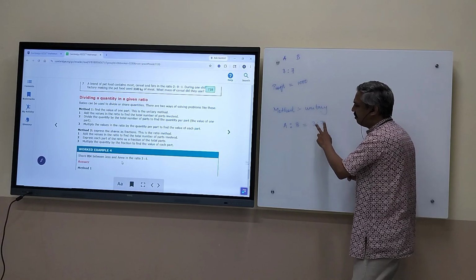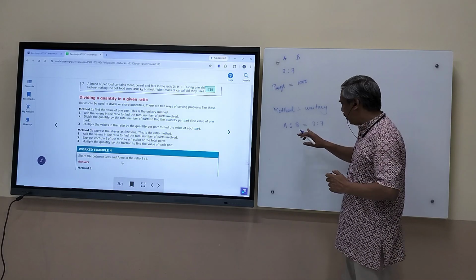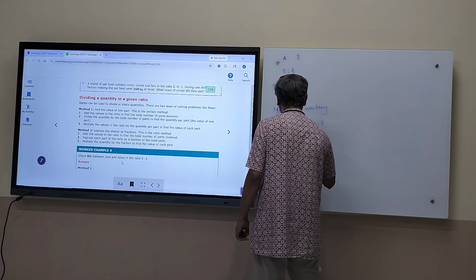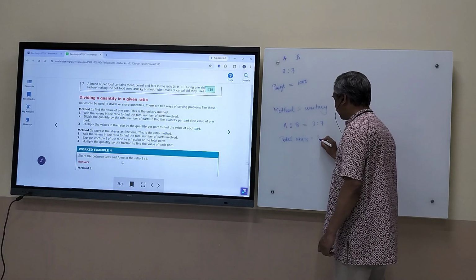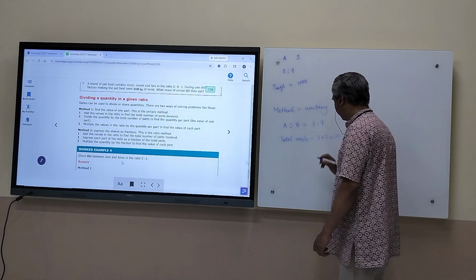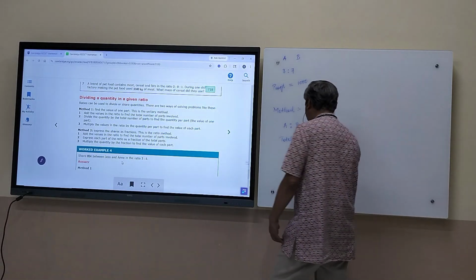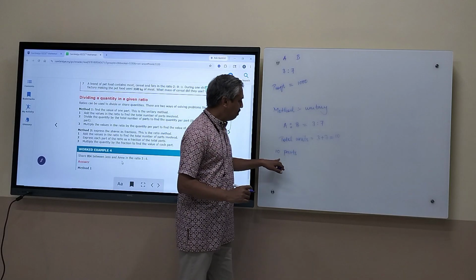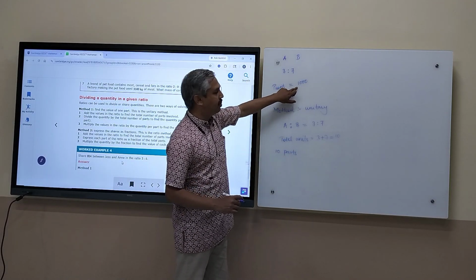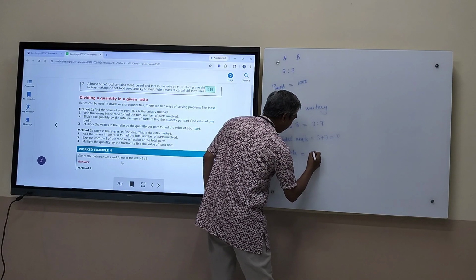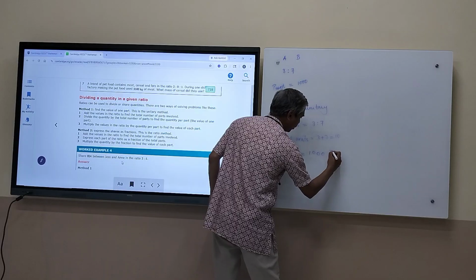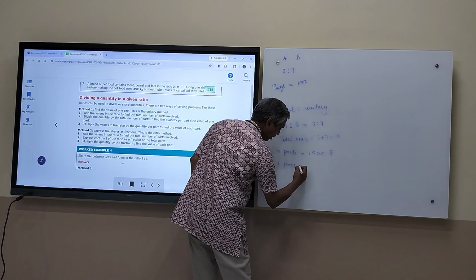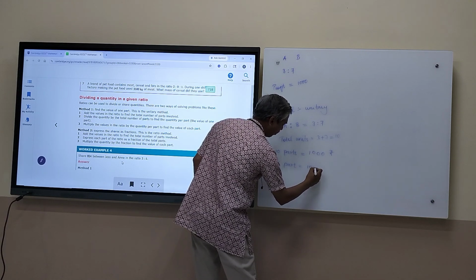So we'll find out the value of 1 unit. How many total units are there? Total units is equal to 3 plus 7, that is equal to 10. So we'll say 10 units or 10 parts. 10 parts is equal to ₹1,000 of profit. So 10 parts, or 10 units, you can also say, is equal to ₹1,000. 1 part is equal to 1,000 upon 10, which is equal to ₹100.